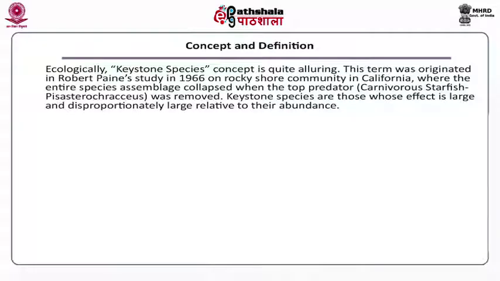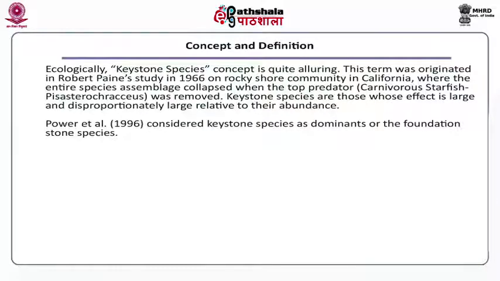Ecologically, the keystone species concept is quite alluring. This term was originated by Robert Paine in the study he conducted in 1966 on a rocky shore community in California, where the entire species assemblage collapsed when the top predator, a carnivorous starfish, that is also called yellow starfish, was removed. Keystone species are those whose effect is disproportionately large relative to their abundance.